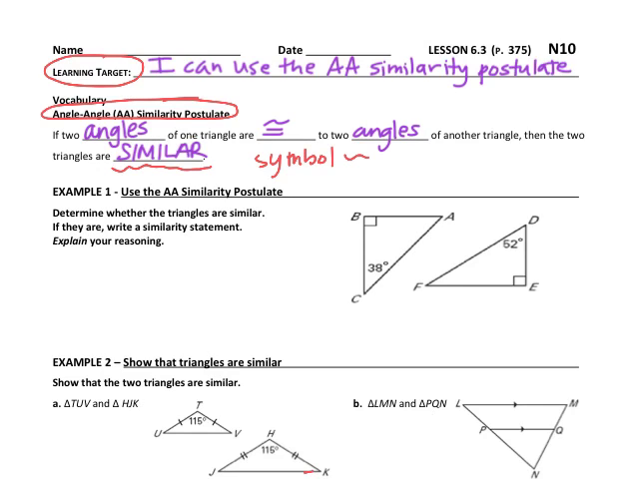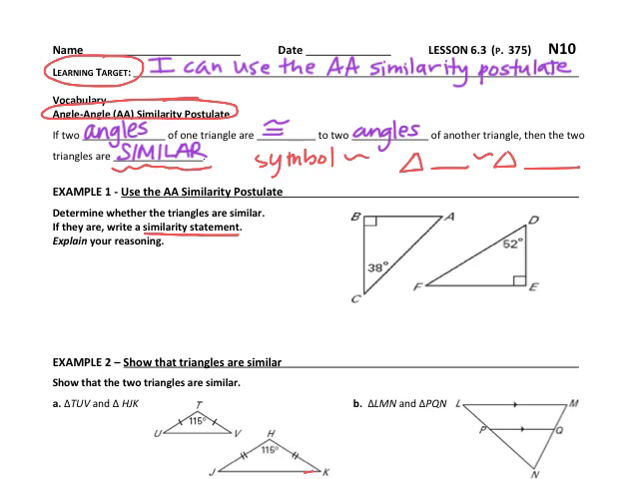And so if you're asked to write a similarity statement, you want to make sure that you're writing the symbol for triangle, the name of the triangle, a similarity symbol, another triangle, and then the name of the other triangle. So let's go ahead and take a look at our first example.